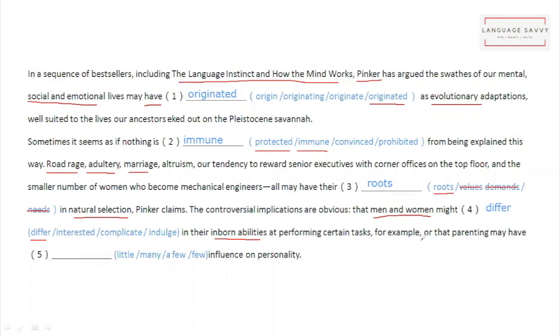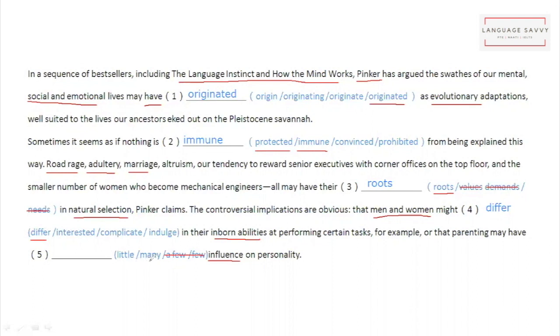For example, or that parenting may have dash influence on personality. So once again we have 4 options: little, many, a few and few. Now influence is a non-countable thing. That means it cannot be counted in numbers. But few is always used to count countable things, things that can be counted in numbers. So we cannot use a few or few. So these two are eliminated. Now we are left with little and many.